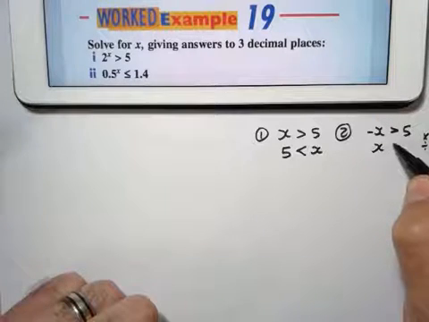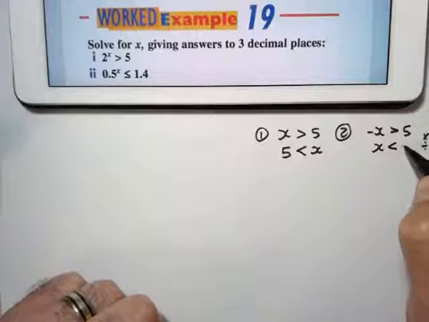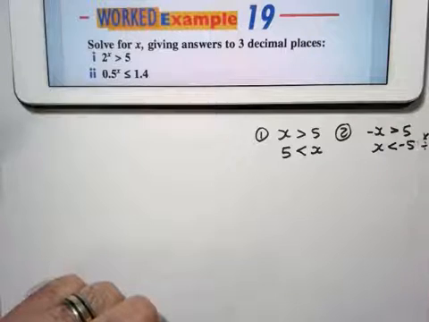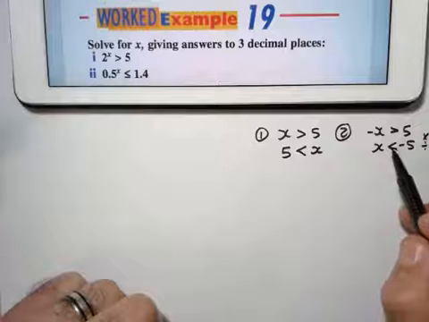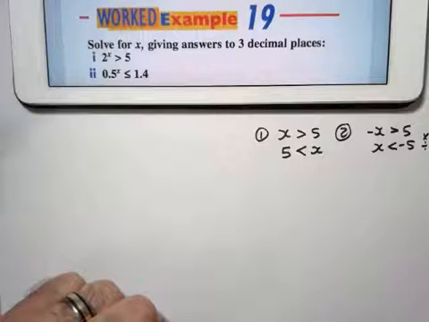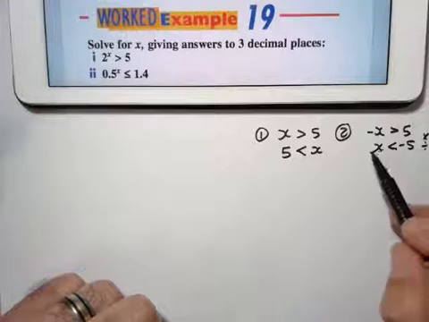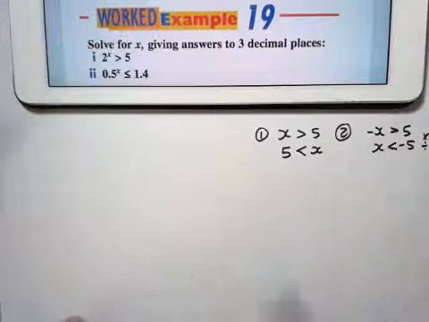So x is less than -5. If negative x is greater than 5, then positive x is less than -5. So I divide by -1 on both sides, but the sign swaps around. Okay, now let's get to our problem.